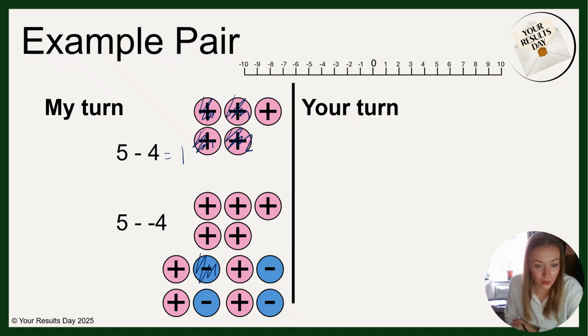I've got my 4 negatives that I can cross out, like so. And we can look at how many positives are now left. 1, 2, 3, 4, 5, 6, 7, 8, 9. And so the answer is positive 9.